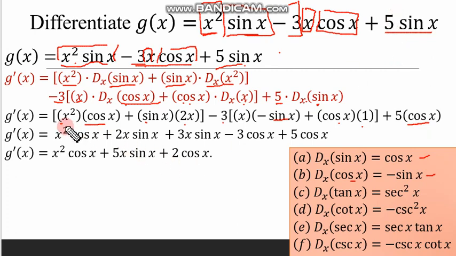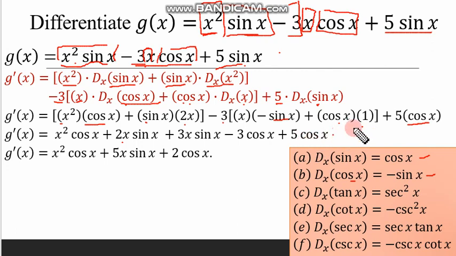Let's multiply. x squared times cosine x is x squared cosine x. Sine x times 2x, that's 2x sine x. Minus 3 times x times negative sine x, that's positive 3x sine x. Negative 3 times cosine x times 1, that's negative 3 cosine x. And then plus 5 cosine x.